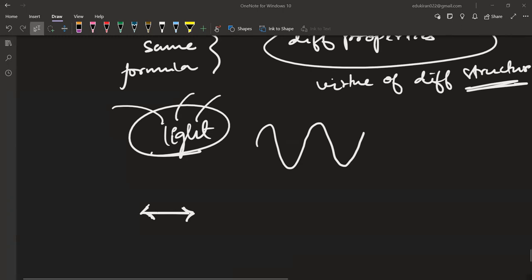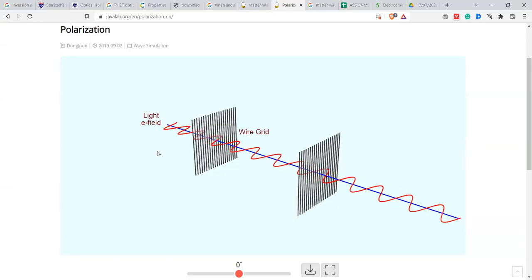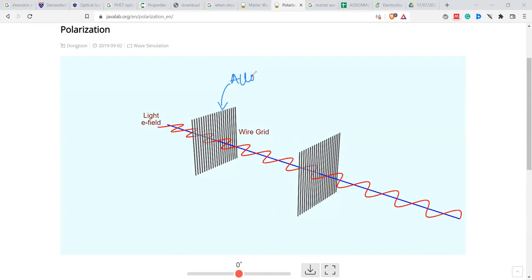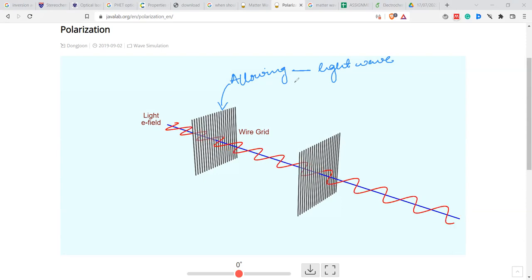For example, let me show you. I have something there. Just a second, it's loading. Yeah, can you see this? Yes, sir. Okay, so see this thing here, it is only allowing horizontal light wave to pass. Okay, so the vertical ones are not passing. It is horizontal, it is passing. The vertical ones are not passing. Similarly, here the horizontal ones are passing.